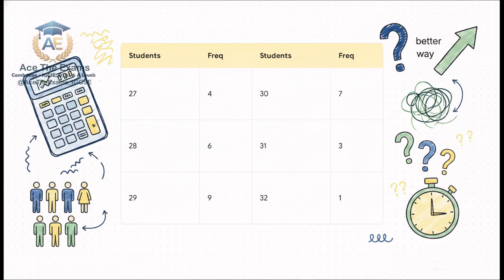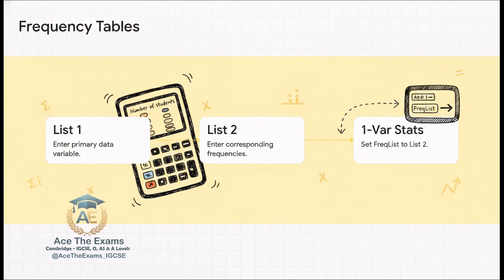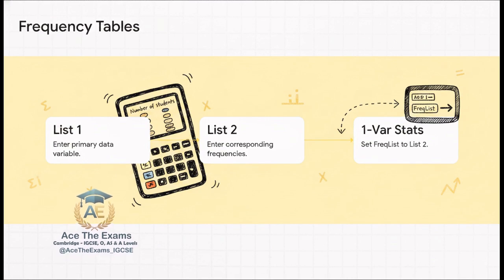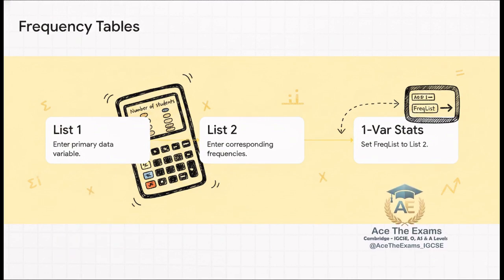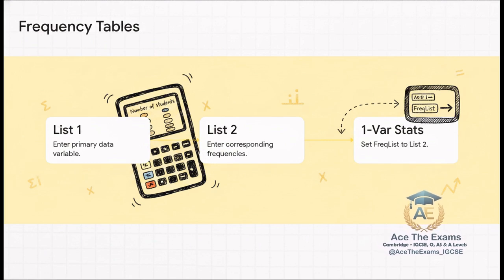Time's up on the scan. The core trend is that the data is heavily grouped around 29 and 30. We need a better way to input this. For Challenge 2, let's find the flaw. Instead of that messy manual entry, we adapt our strategy and use 2 columns simultaneously. It's wonderfully elegant. You input your primary data variable, in this case the number of students per class, straight down into List 1.